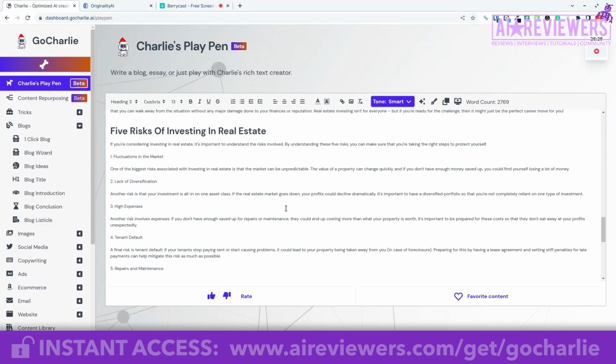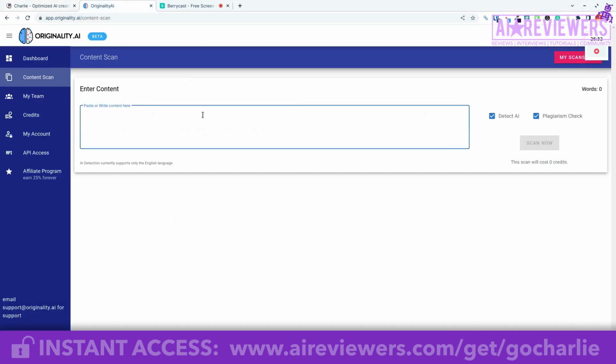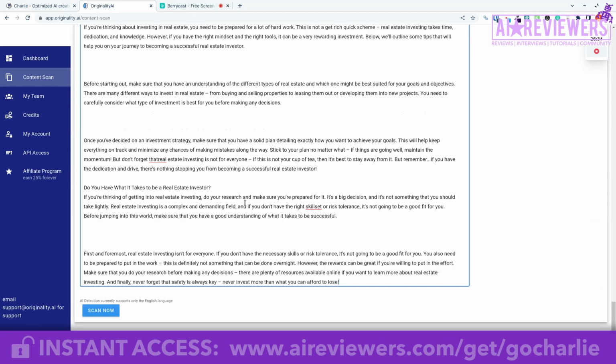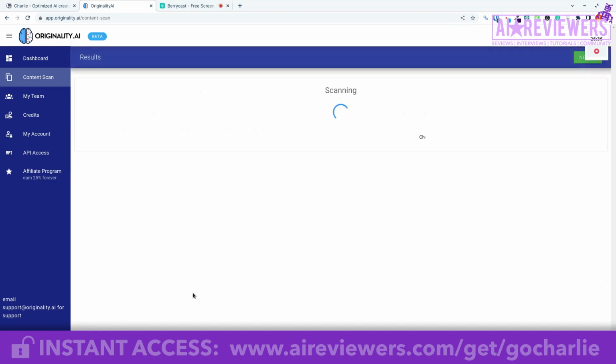Okay, so now what we're going to do is jump on over to Originality. We're going to go ahead and copy our content, and paste it into Originality and do a quick scan. Now, while we're waiting on this scan, I'll just explain to you what it's doing. It's basically scanning for AI content, and it's also scanning for plagiarism. So this is a 2-in-1 scan, super convenient, only takes a few seconds to do.